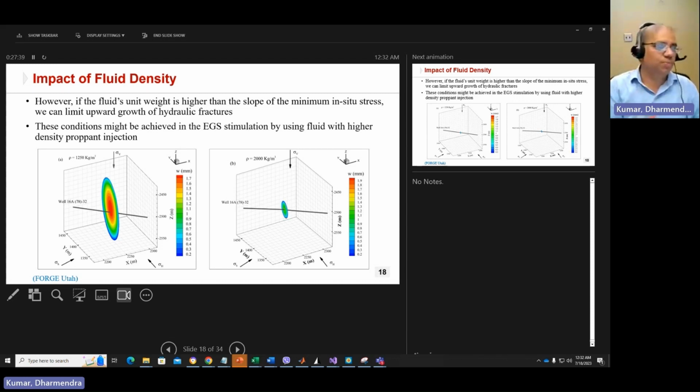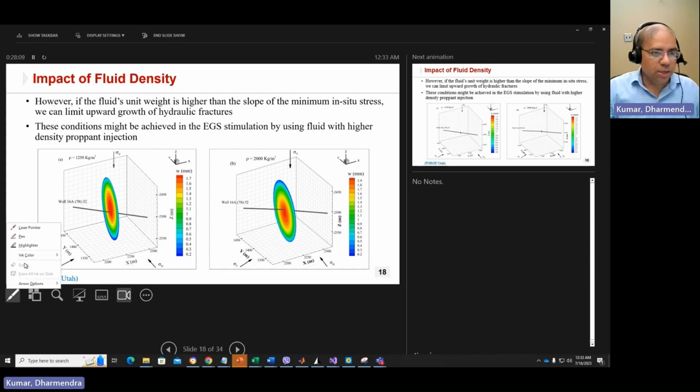Now initially the pressure will propagate almost similar to the earlier case, but since we have a high density fluid, gravity is acting downward. So we'll see eventually how the pressure will propagate. Basically, what this simulation suggests is that if we can use high density fluid, some of this upward growth in geothermal reservoirs, which we have seen in the earlier simulation, can be restricted.